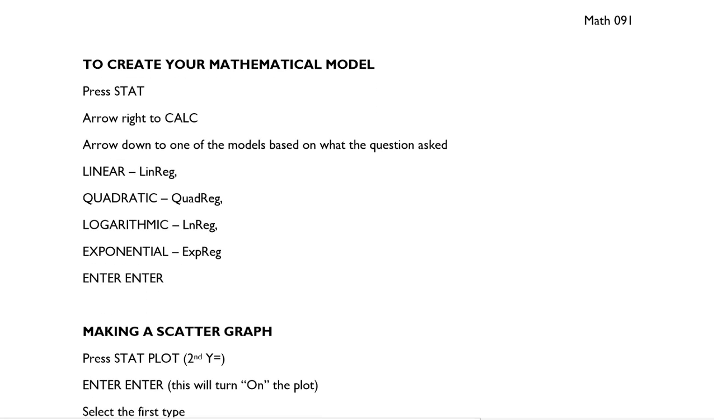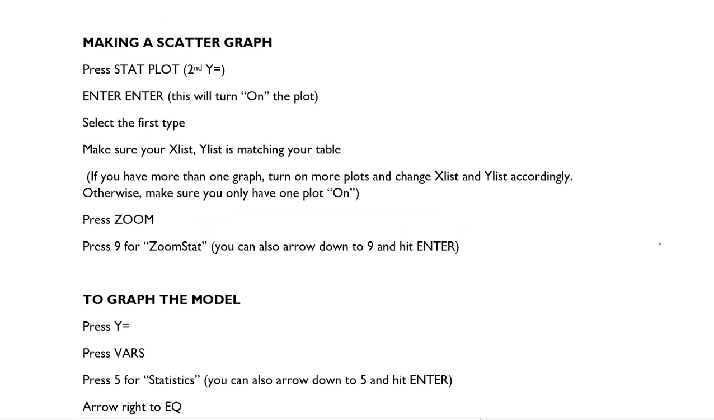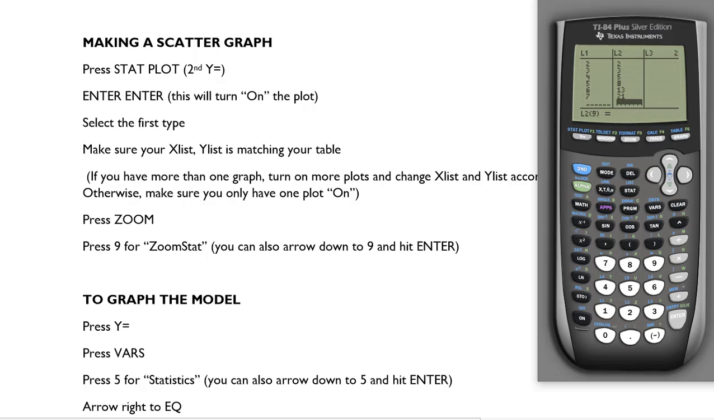And now we need to figure out the mathematical model. So the mathematical model will depend on what the scatter plot looks like. And so let's make a graph using the scatter plot. And this is making a scatter graph right here. So we're going to do second quit.